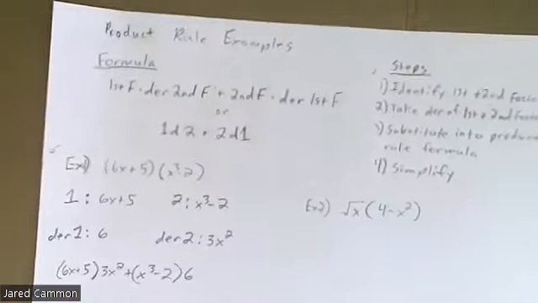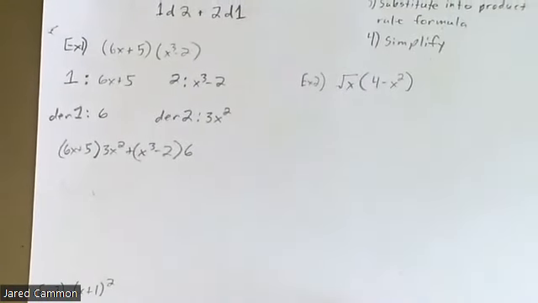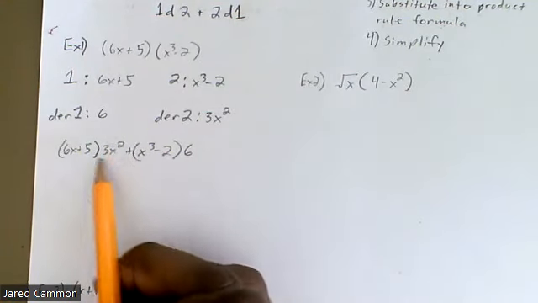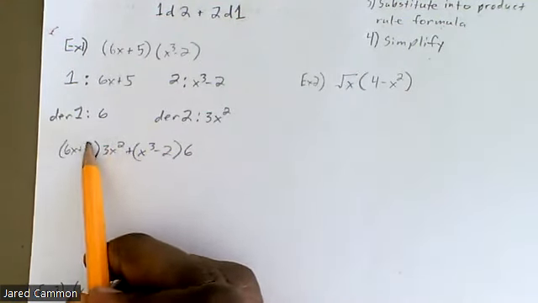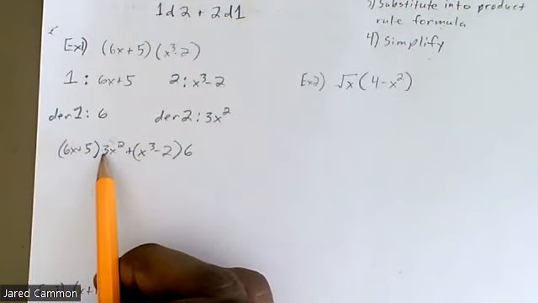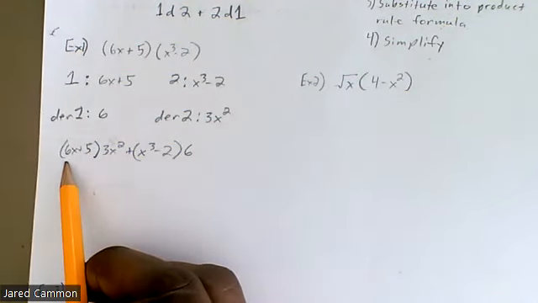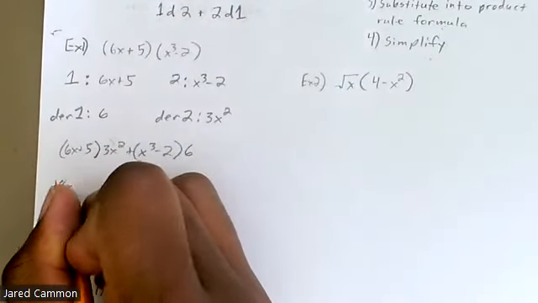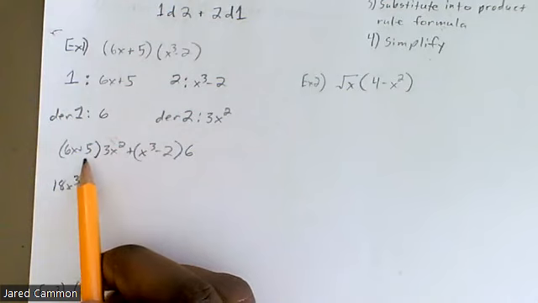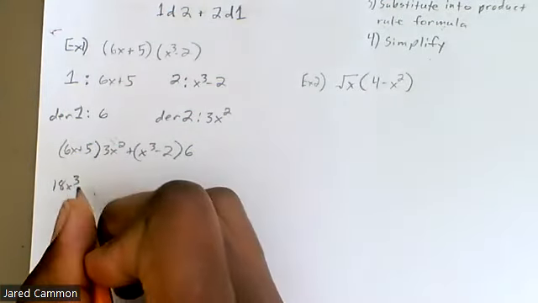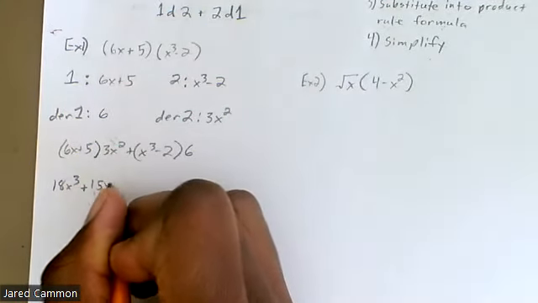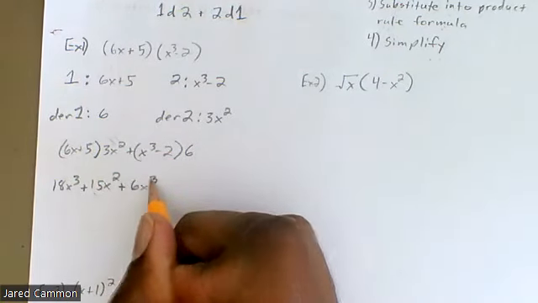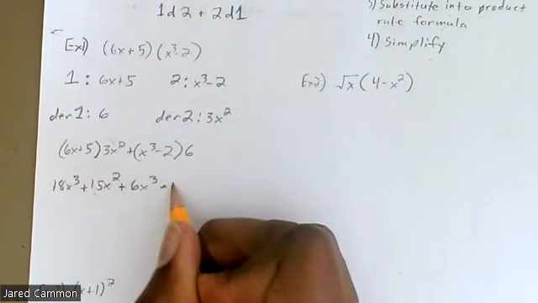Now all we have to do from here is we just have to simplify it. So oftentimes you'll have to distribute. So I have to multiply this term by both of the terms on the inside of the parentheses. 3x squared multiplied by 6x is going to give us 18x cubed. 3x squared times 5 is going to give us 15x squared. 6 times x cubed is 6x cubed. And 6 times negative 2 is negative 12.